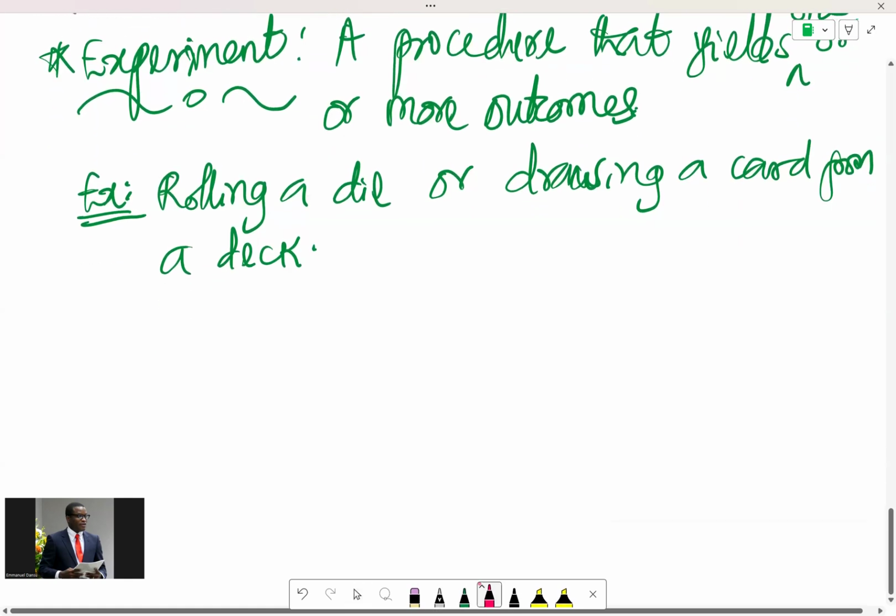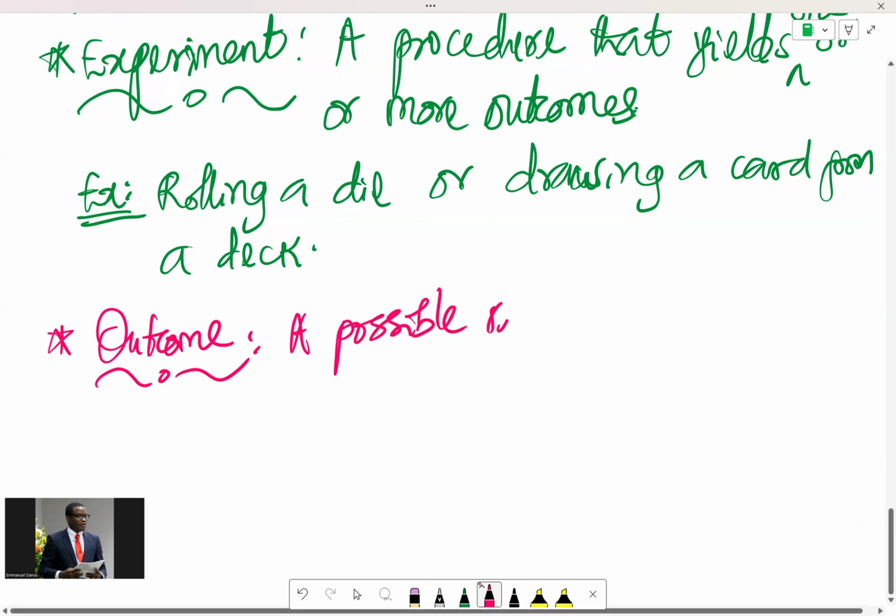Okay, so let's talk about outcome. The idea of outcome came up when we talked about experiment. An outcome is simply a possible result of an experiment.